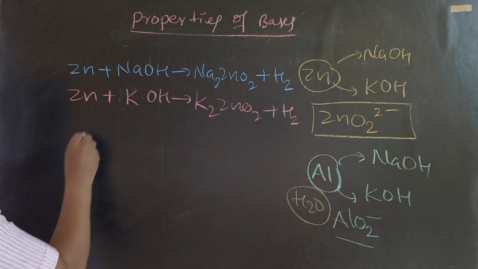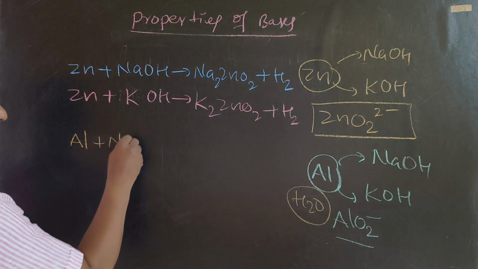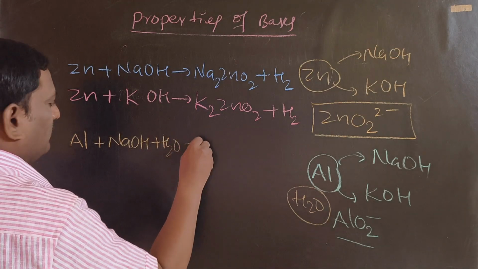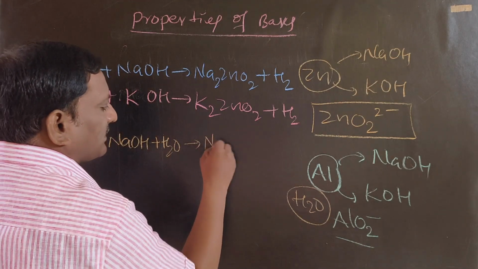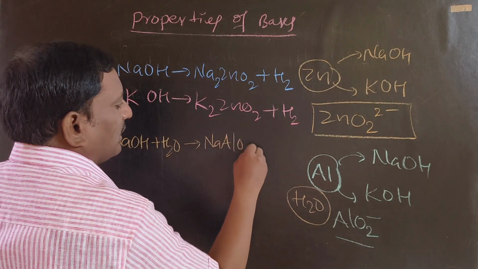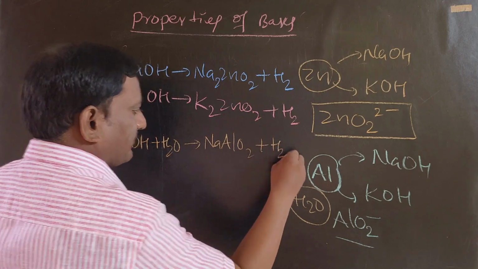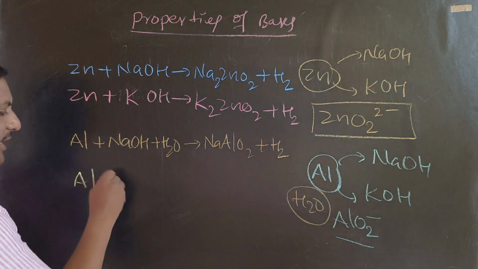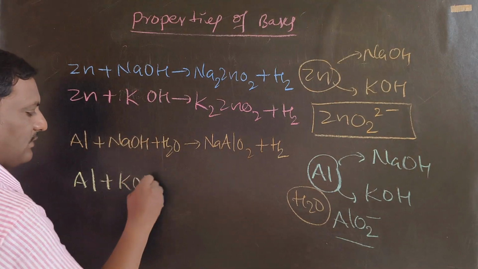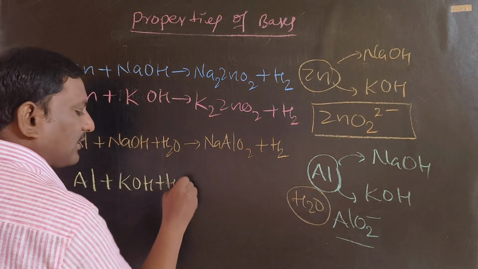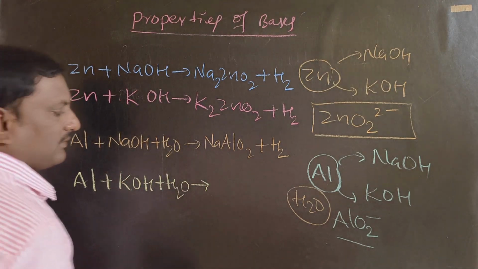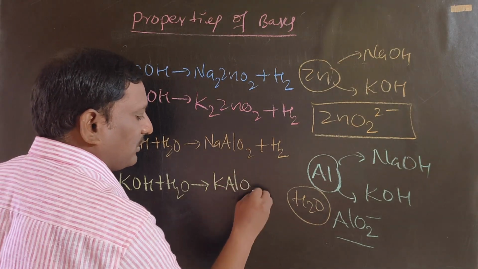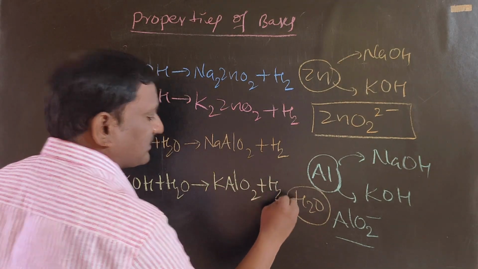In the case of aluminum, aluminum with sodium hydroxide, I said we need to add a water molecule to balance the equation. We will get sodium aluminate, NaAlO2, along with hydrogen gas. Next one, aluminum with potassium hydroxide. We need to add water on the reactant side, and you will get potassium aluminate, KAlO2, along with hydrogen gas.